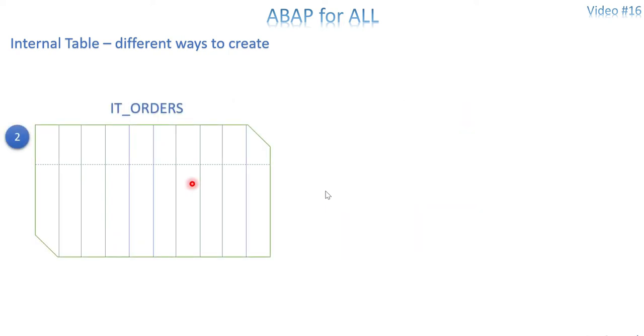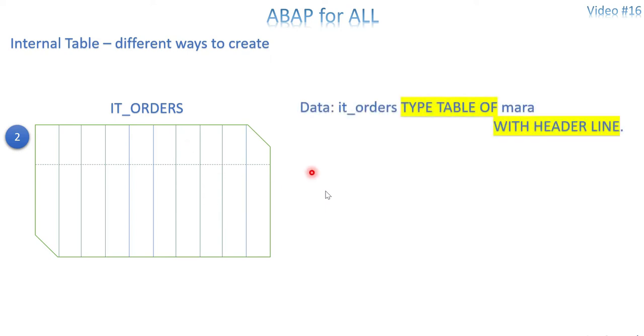And next I'm going to create an internal table with all the fields and the same name for header and body, or I can say an inbuilt header line. The syntax is very simple: IT_orders type table of MARA with header line. It creates a body, and with the header line, it creates a header line with the same name, IT_orders.